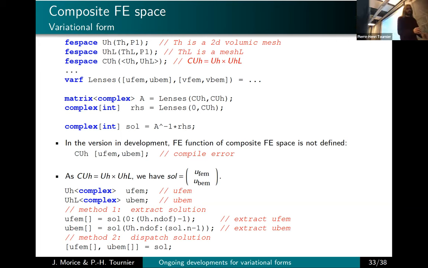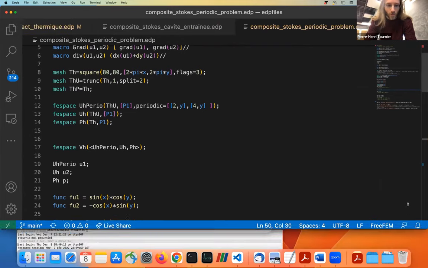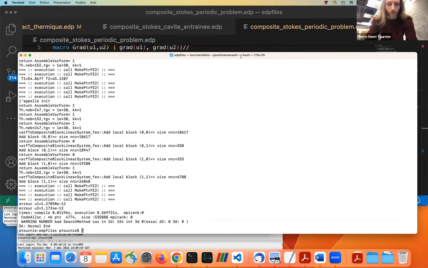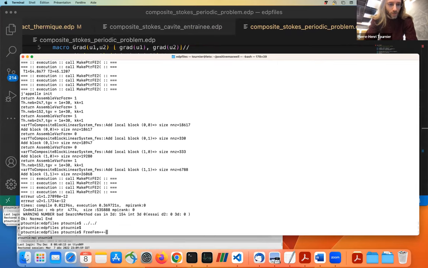Yes. So yeah, just to finish this part of the talk, I will show you the code running for this lenses example. We put all the examples on the web. Okay, so if I run the lens example, it uses BEM, which uses HTool, which uses MPI. So you need to run in parallel. I mean, you need to run the parallel version of FreeFEM, even on one core, with FreeFEM plus MPI.